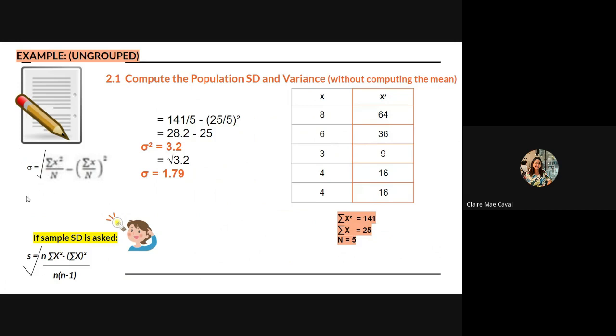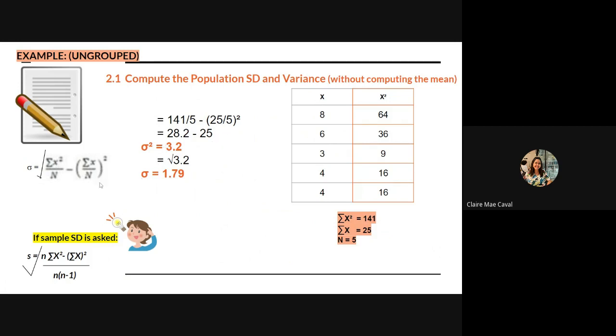Using this formula and getting your population standard deviation, we just substitute these values. So, first, the summation of x squared. This one, class, is 141 divided by n. So we divide by 5, because 5 is the capital N or population size. Minus the square of the summation of x. So, what is the summation of x? Here, this one, 25 divided by 5.